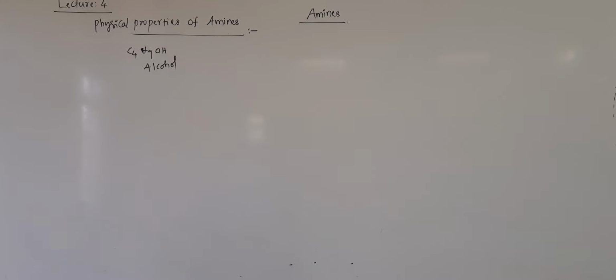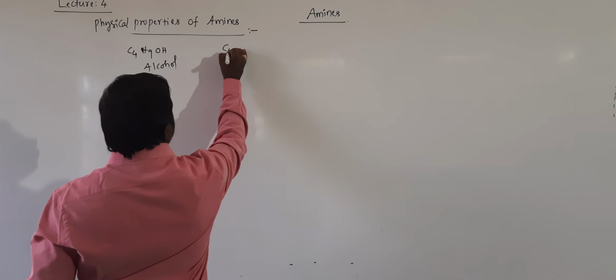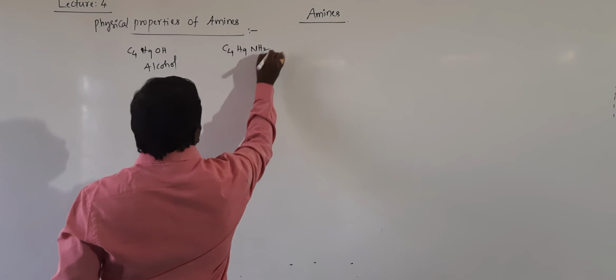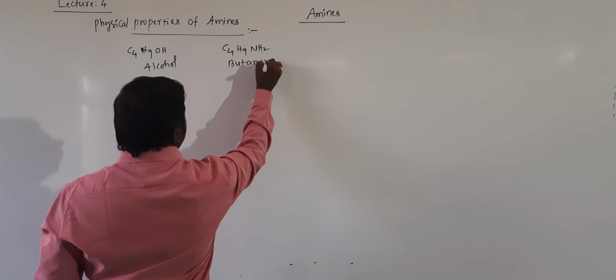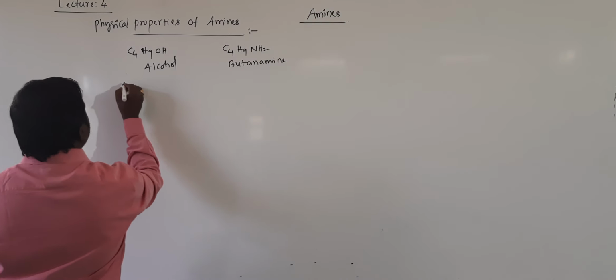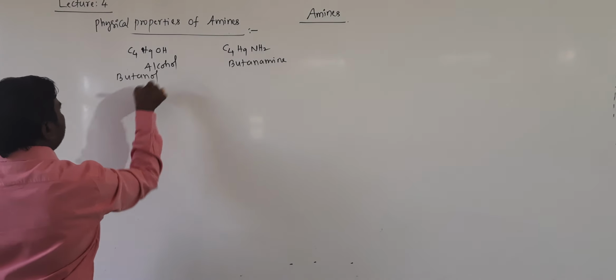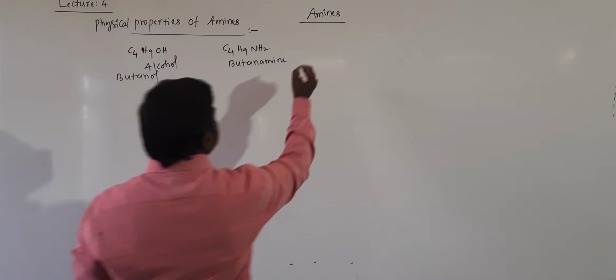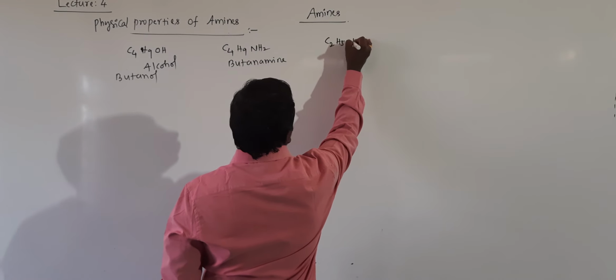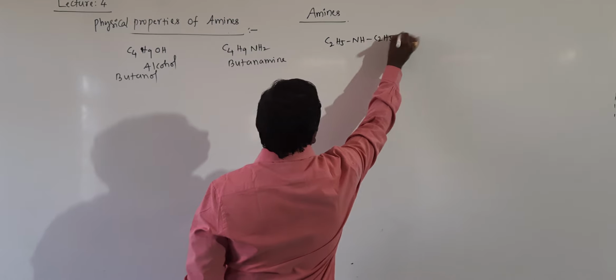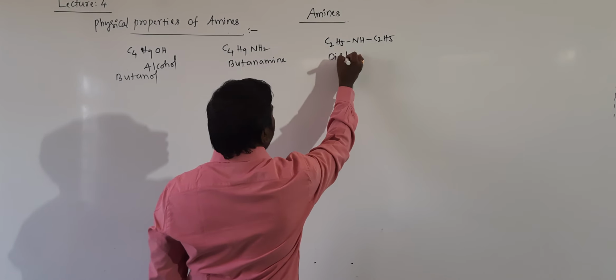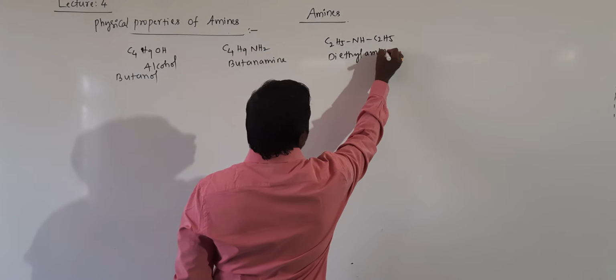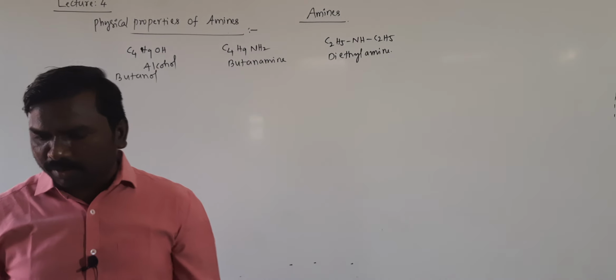Next one is C4H9NH2, it is butanamine. Next, C2H5 twice NH, that is C2H5NHC2H5. It is diethylamine, with 4 carbon atoms and 1 nitrogen.